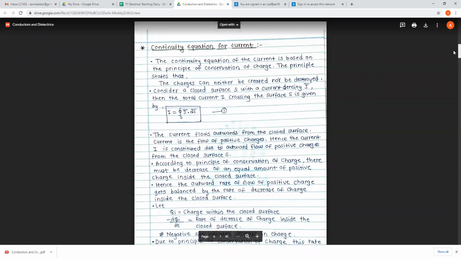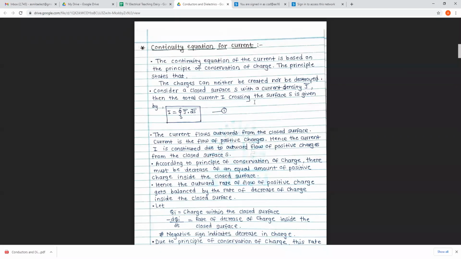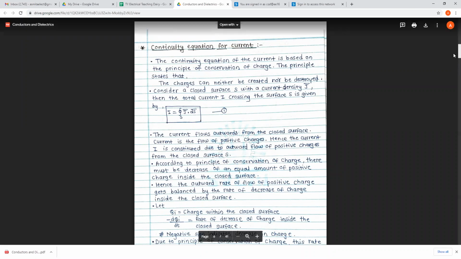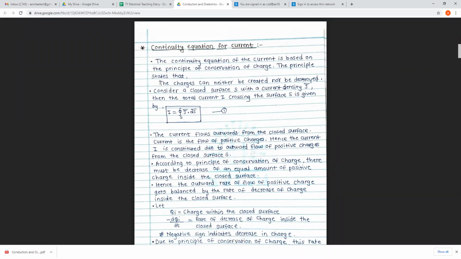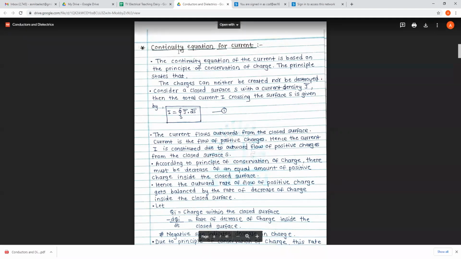Then the next point is the continuity equation of current. So this continuity equation of current is asked many times in the exam. This is asked for 6 marks or 8 marks. Mostly in new question papers it is asked for 6 marks only, but it's important and I asked this question in the ISC question paper also, because it is an important question. So, the continuity equation of current.